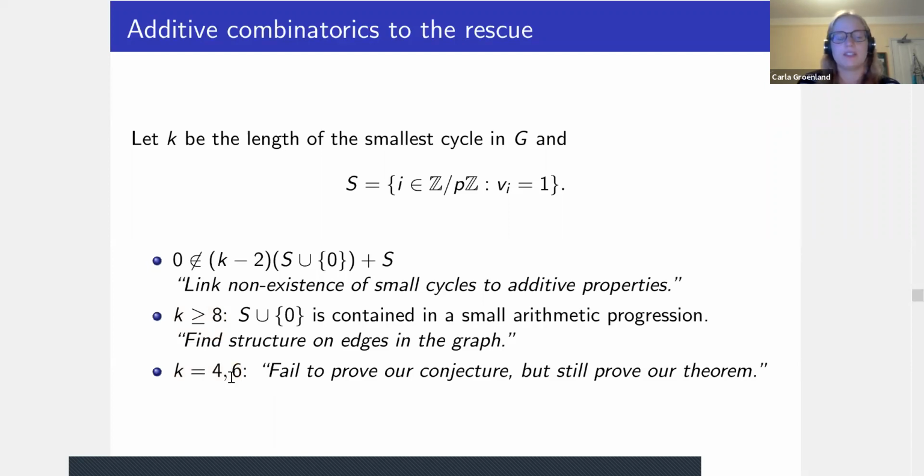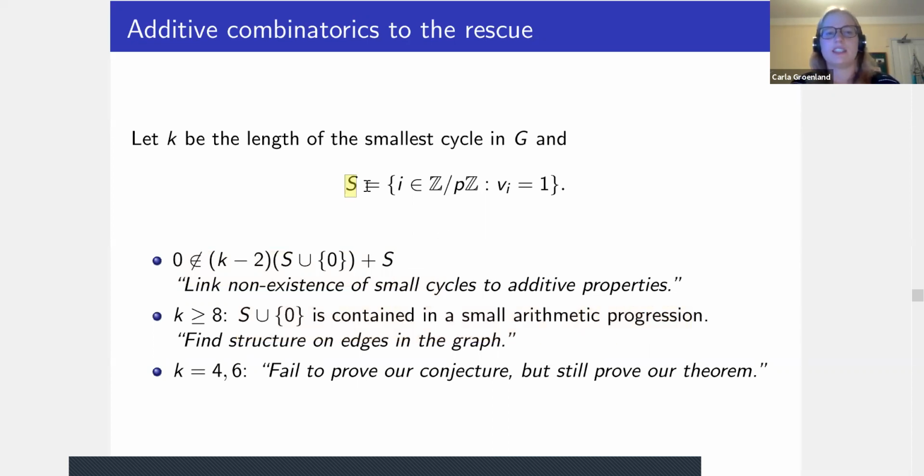This is really where we start using some big additive combinatorics results. What we do is show that some sum set, which I'll define later on, doesn't contain the element 0, based on the fact that there are no smaller cycles than length k. Due to the fact that there are no small cycles, we get an additive property. And from this additive property, we find that this set is contained in a small arithmetic progression.